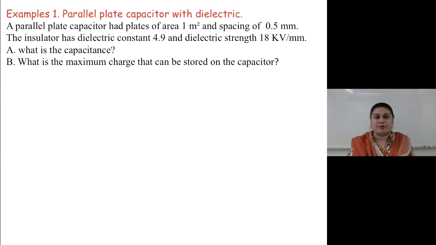Now let's look at an example. A parallel plate capacitor has plates of area 1 meter squared and spacing of 0.5 millimeters. The insulator has a dielectric constant of 4.9 and a dielectric strength of 18 kilovolts per millimeter. What is the capacitance and what is the maximum charge that can be stored on this capacitor?